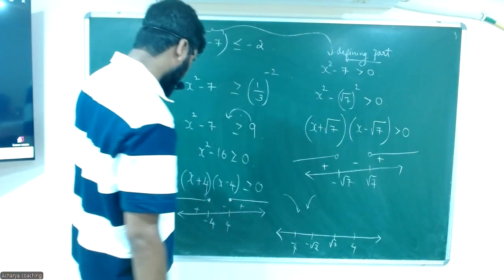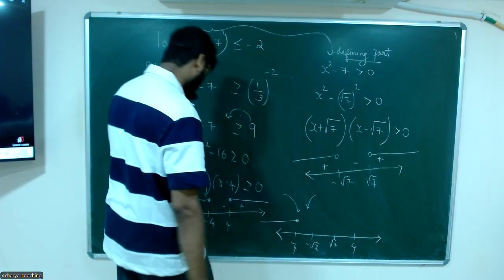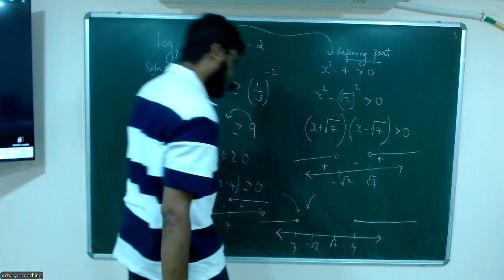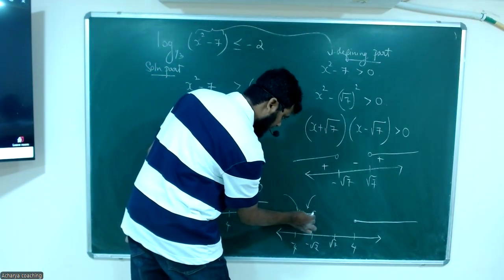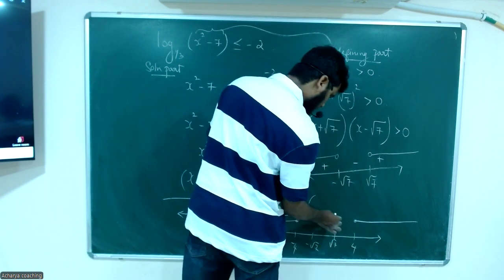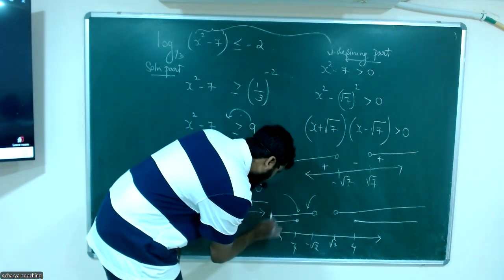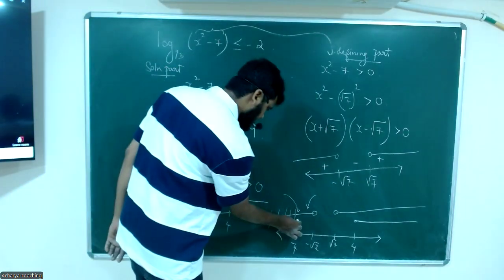So first solution, minus infinity to minus 4, okay? Then 4 to infinity. Second solution, minus infinity to minus root 7, hollow here. And then root 7 to infinity. Common. Minus 4 included, right?